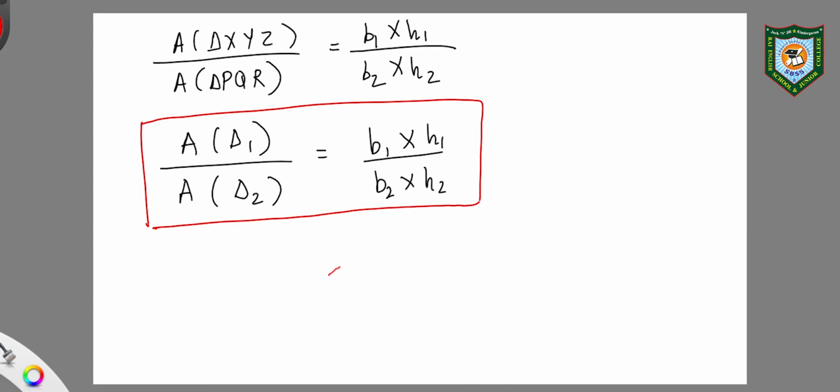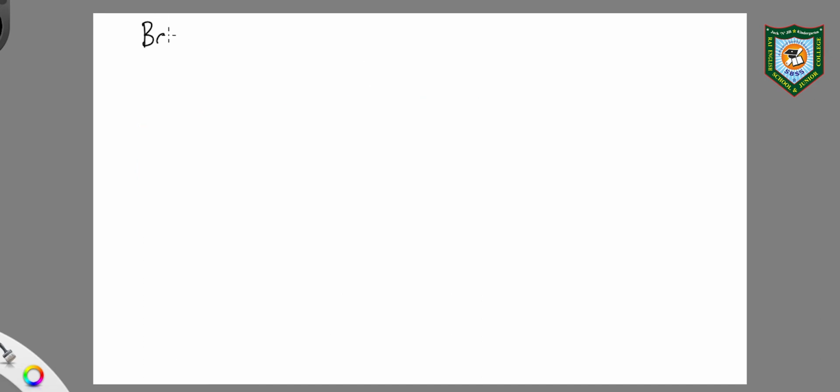Now, once we are clear with this, we'll move on to a specific case. Let's assume that the base of triangle 1 and triangle 2 are equal.